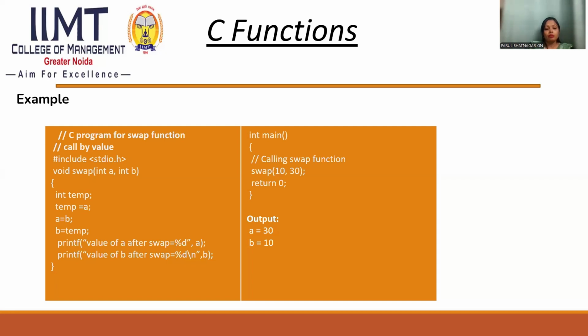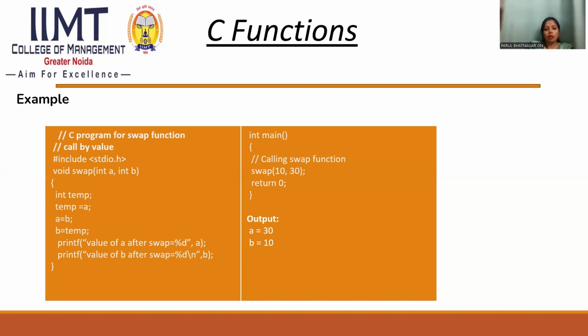In the body of the function, we declare another variable of integer type, temp. With the help of the temp variable, we interchange the values of A and B. Here we display the values of A and B. When we call this function from main, the swap function is called. Here we pass two values, 10, 30. They are of integer type because the swap function takes two integer parameters.